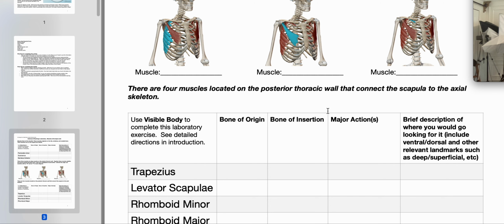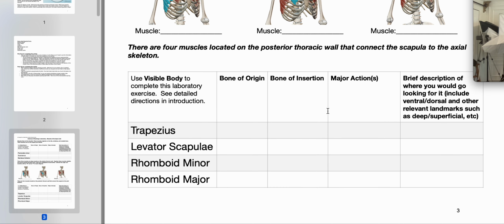And then this lab guide or activity is going to walk you through all of these muscles. So here are some more muscles that are associated with the scapula, and they actually connect the scapula to the axial skeleton. You may have covered some of these in the previous lab, but we're just taking the opportunity to repeat it here because repetition is great for learning.